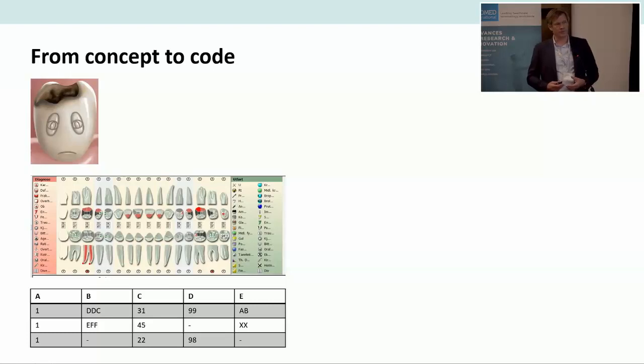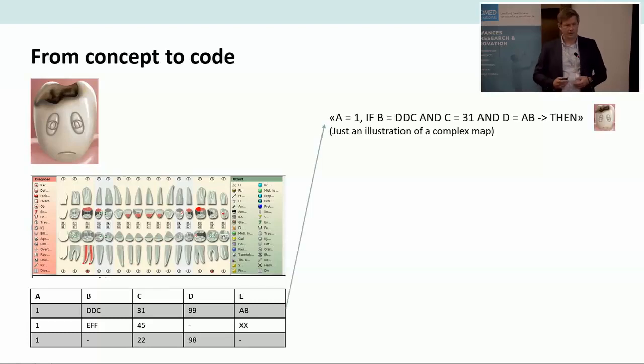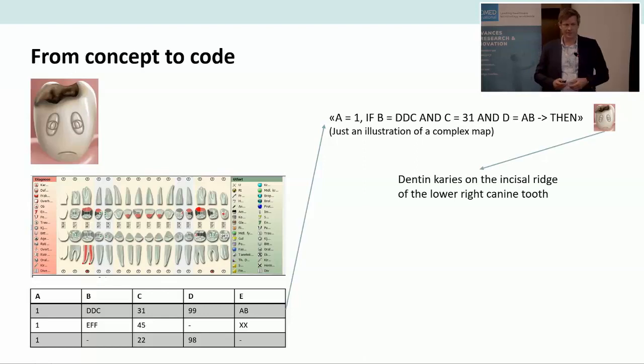The graphical structure is underpinned by a database table. So what we did, I need to say, this is only an example. I was not allowed to show the database internal structure, of course. So what we basically did, we went in and identified what columns represents the actual meaning given by the clinician looking at the graphics. And we encoded it, and this is just a dummy, saying that if this and that and so on, then we have the concept, which means dentin caries on the incisal ridge of the lower right canine tooth.